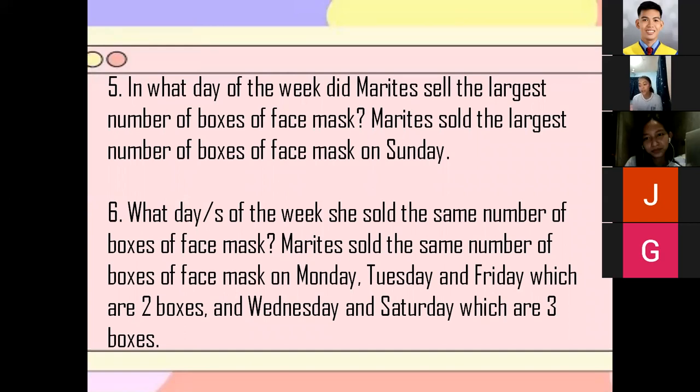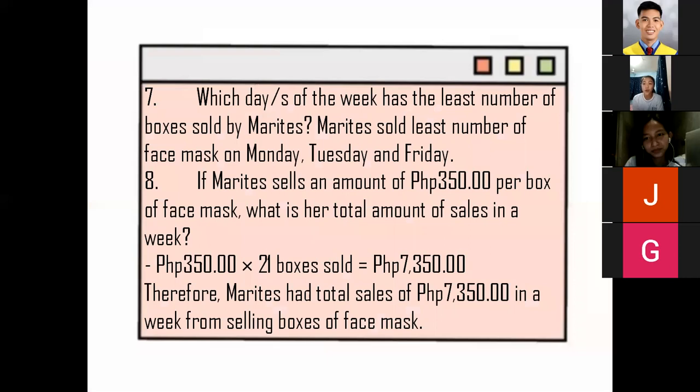For question number 8, you can also include the legend written above that Marites sells each box for 350 pesos. The total number of boxes is 21, so if we multiply it, it is equivalent to 7,350 pesos. Therefore, Marites has total sales of 7,350 pesos in a week from selling boxes of face masks. So that's all. Let me call Jimbert for the conclusion.